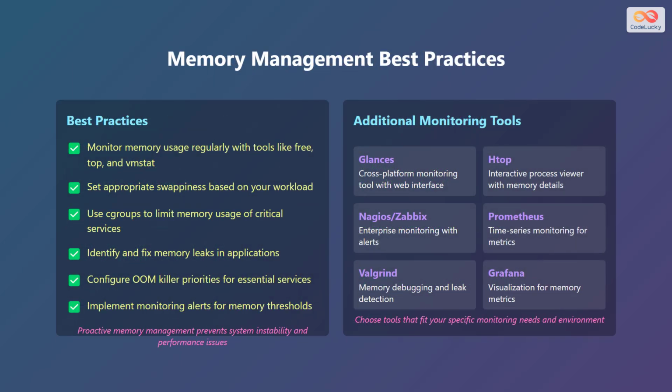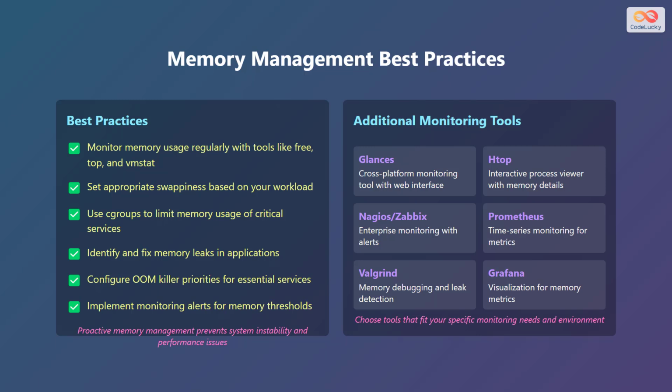Let's summarize the best practices for memory management in Linux. First, regularly monitor memory usage with tools like free, top, and vmstat. This will help you identify potential issues before they become critical. Set an appropriate swappiness value based on your system's workload. Lower values are generally better for systems with sufficient random access memory. Use control groups to limit the memory usage of critical services. This prevents one service from consuming all available memory and affecting others.